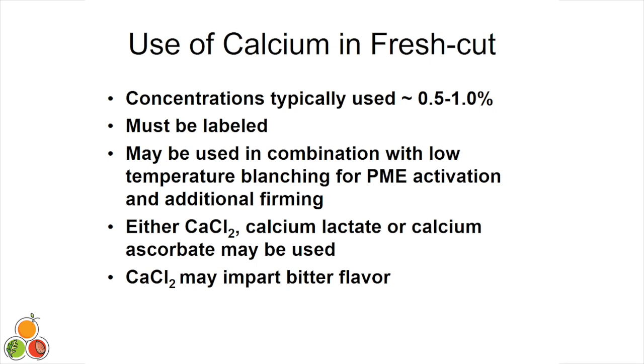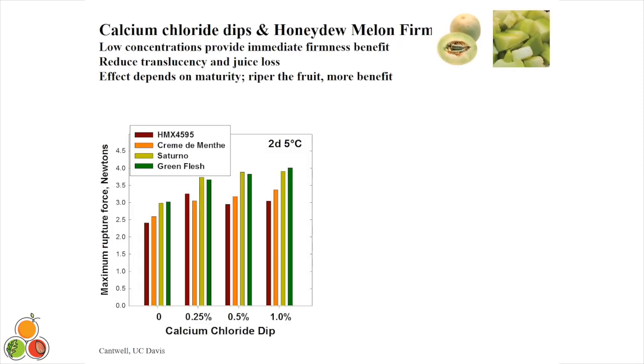And so one of the things here, of course, is it must be labeled because now this would be a treatment, okay? And this is the concentration that could be used typically. And then notice one thing here: it may impart a bitter flavor. So again, our colleague Diane Barrett worked with other sources of calcium, calcium lactate, calcium ascorbate, but it turns out calcium chloride is the cheapest, so that has an advantage. So it's all about not having too high of a calcium concentration because you can impart a bitterness to the product.